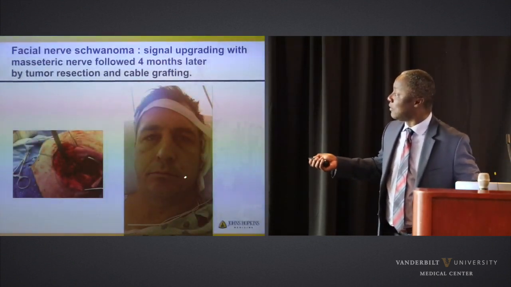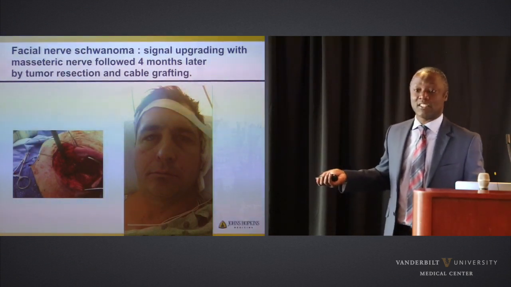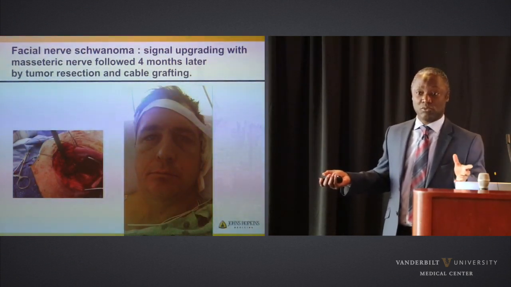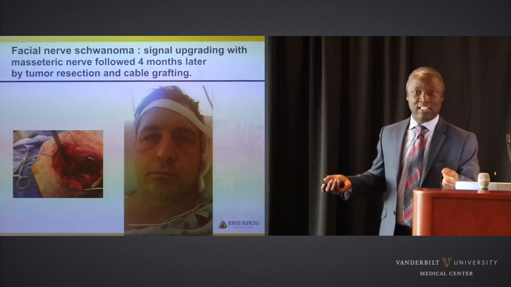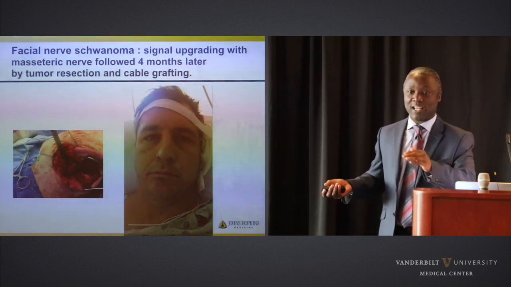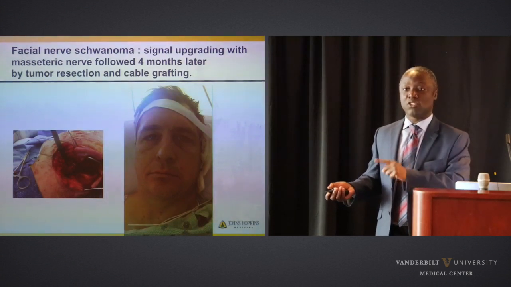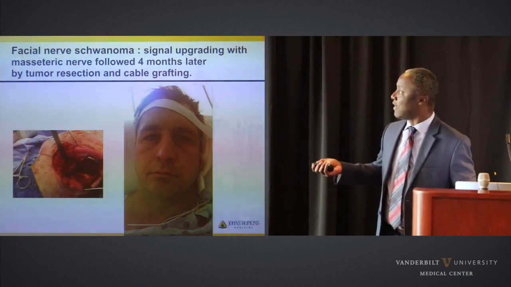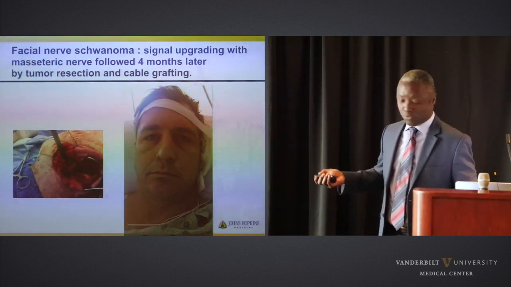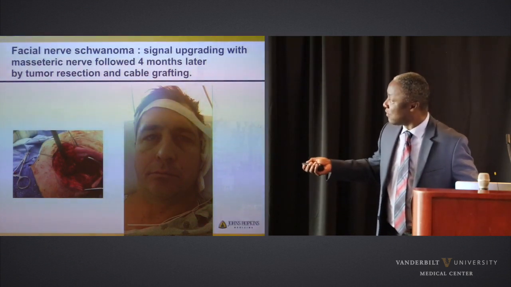This patient presented with a House-Brackmann 3 out of 6 with a facial nerve tumor. And it was going to be resected. And if it's resected, his face is going to go flaccid. So I said, I'm going to innervate your face before the tumor is removed. So we innervated the face 4 months before the tumor was removed. And this tumor, you can see it right here.